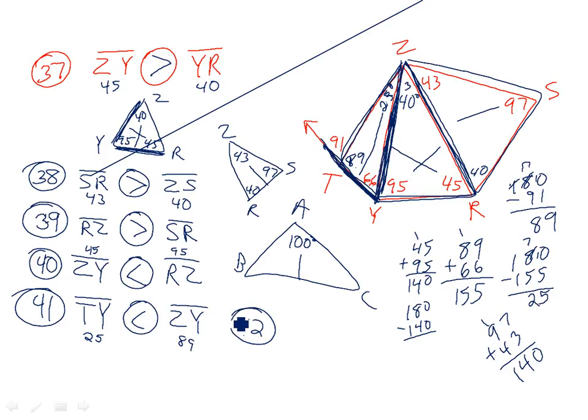42, TY and ZT. Same triangle, right? TY goes across from 25. What's ZT across from, anybody? 66. What symbol's going to go in there?